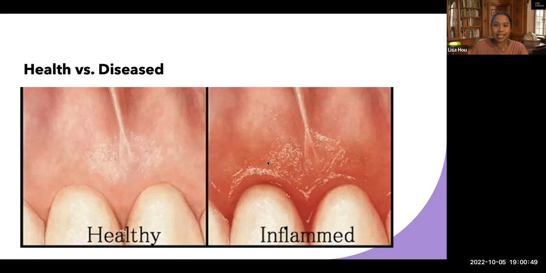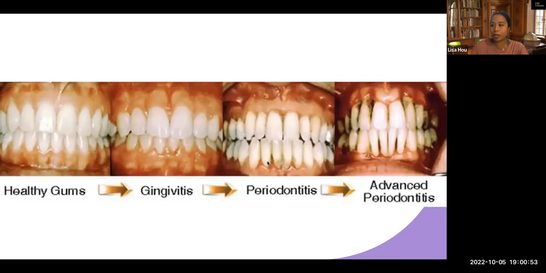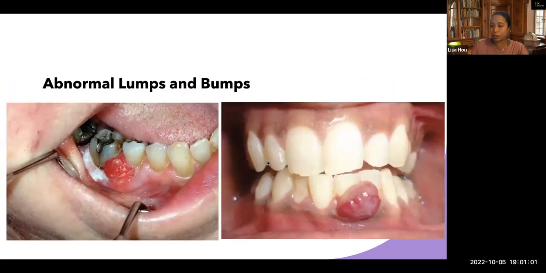You can see that it's red and bulbous, whereas in the healthy, it looks pink. This is also a progression from healthy gums to gingivitis, periodontitis, and advanced periodontitis, which you could see a lot in some of your geriatric patients. Here we have pictures of some gingival cancerous cells, so squamous cell carcinoma again. And then there's also pyogenic granuloma.